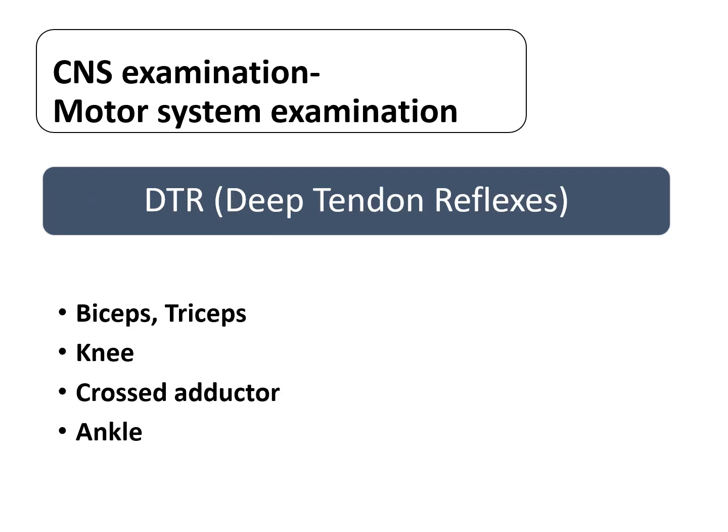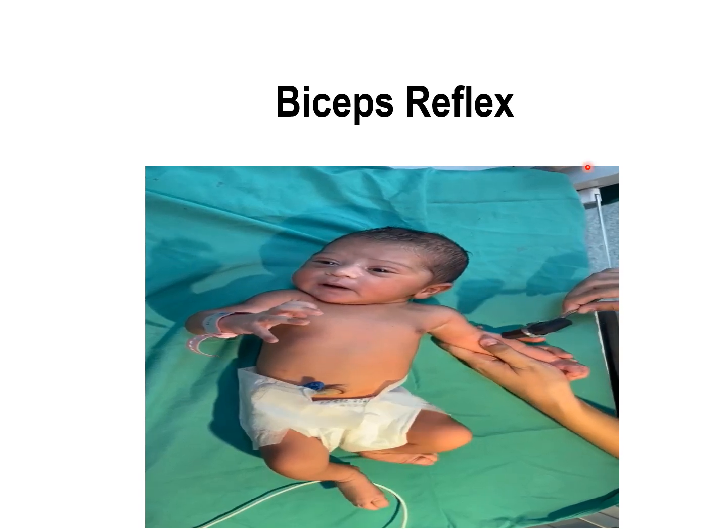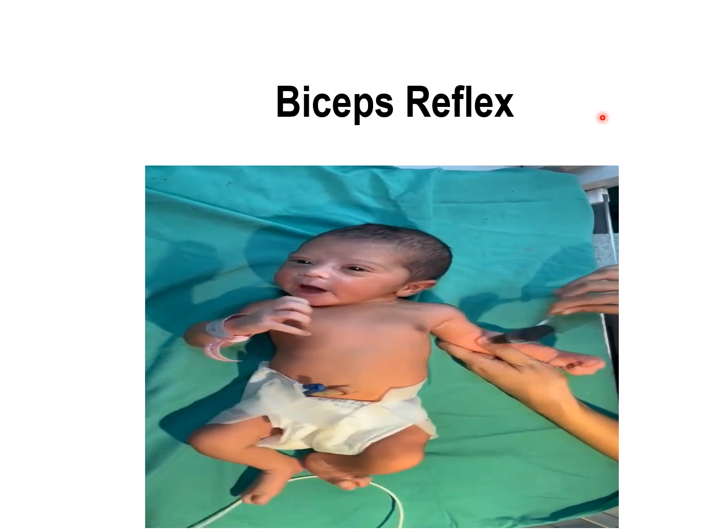So in the deep tendon reflex, we have to perform the bicep, knee, crossed adductor reflex, and ankle reflex. In the bicep reflex, here in this image you can see, we have to hold the neonate's arm in flexion and the examiner places their thumb on the neonate's tendon in the antecubital fossa, and then you have to strike your thumb and see the response. Root value for the bicep is C5 to C6.